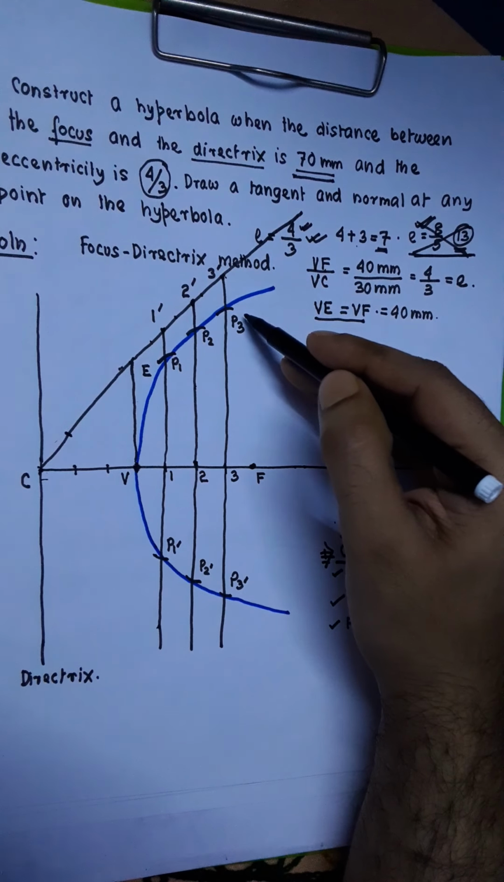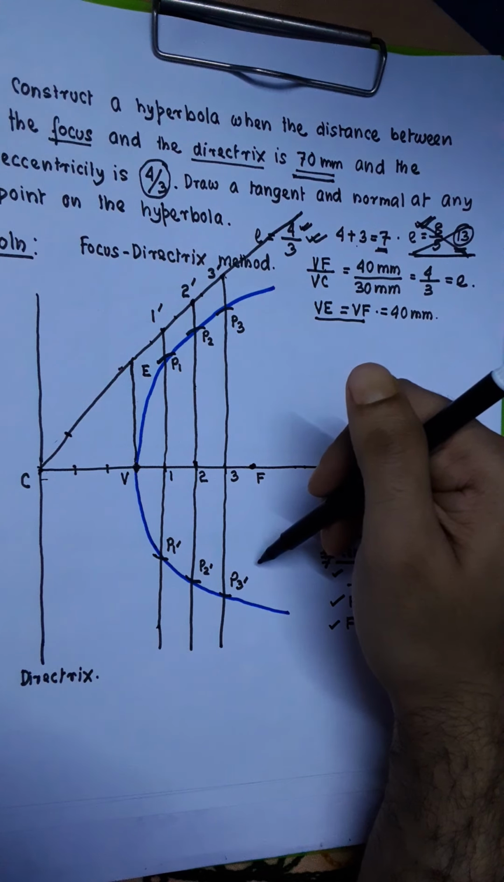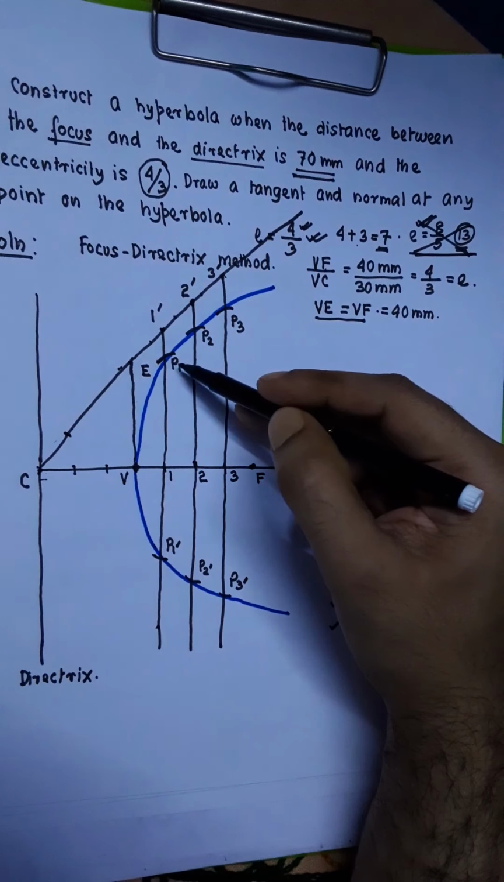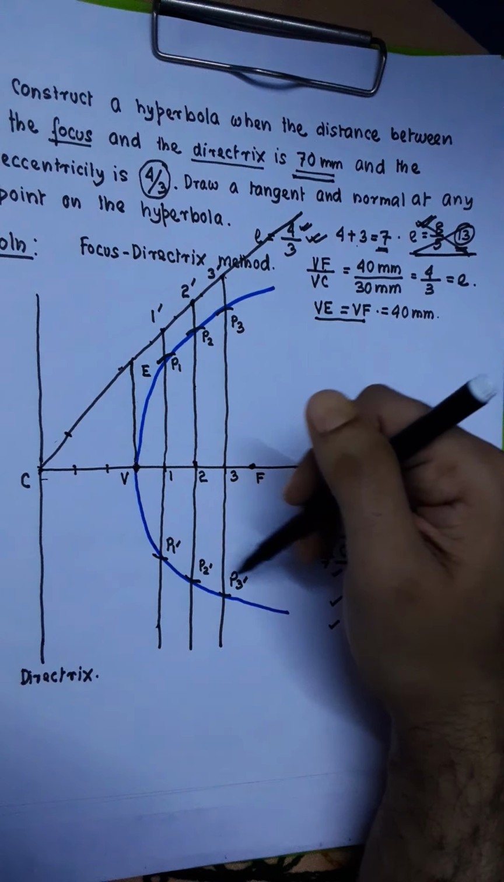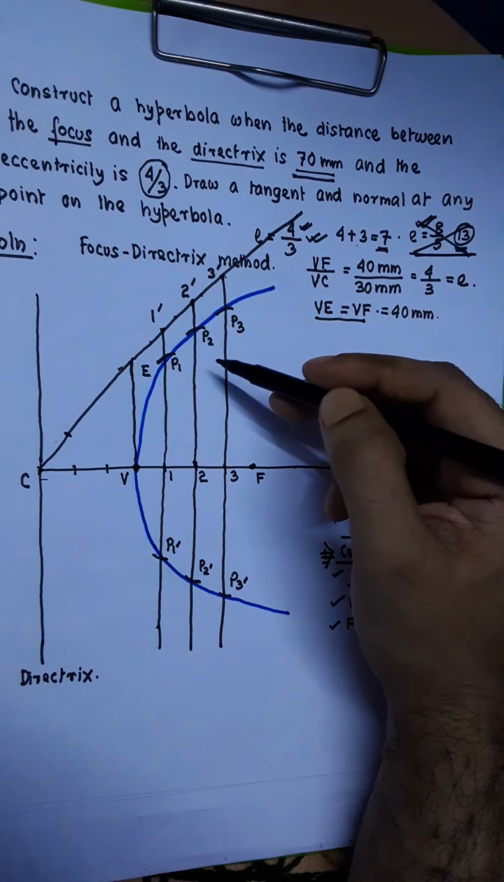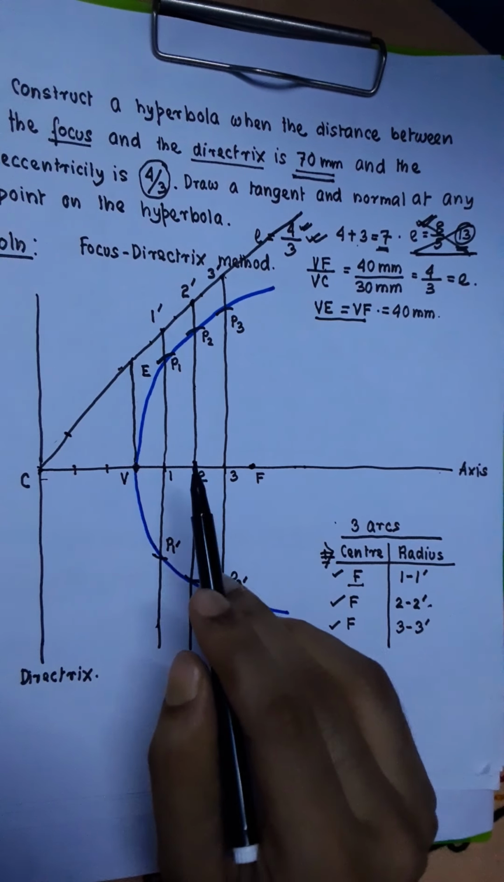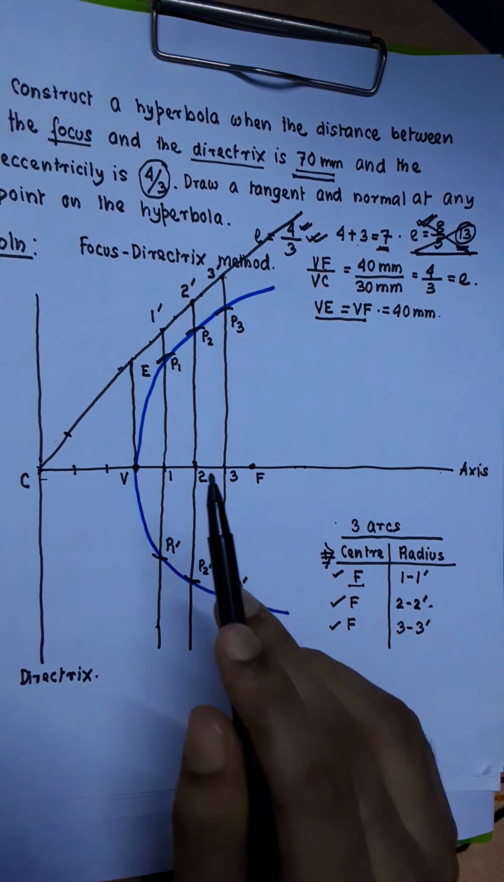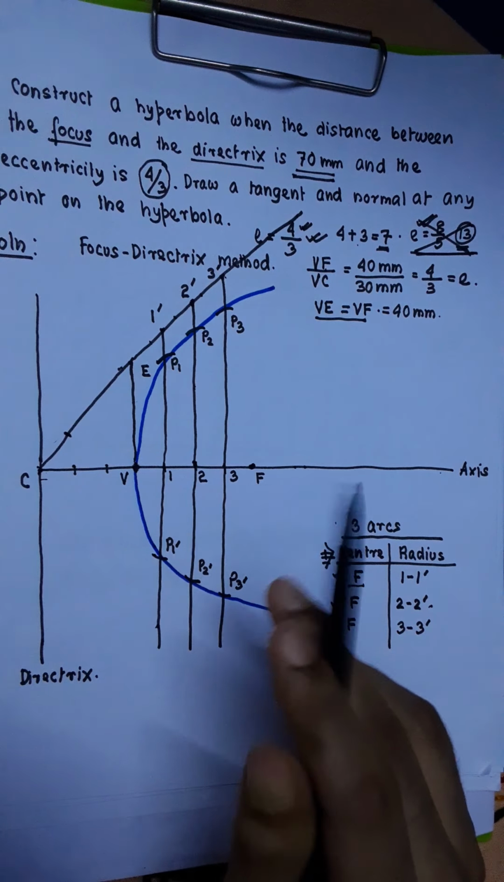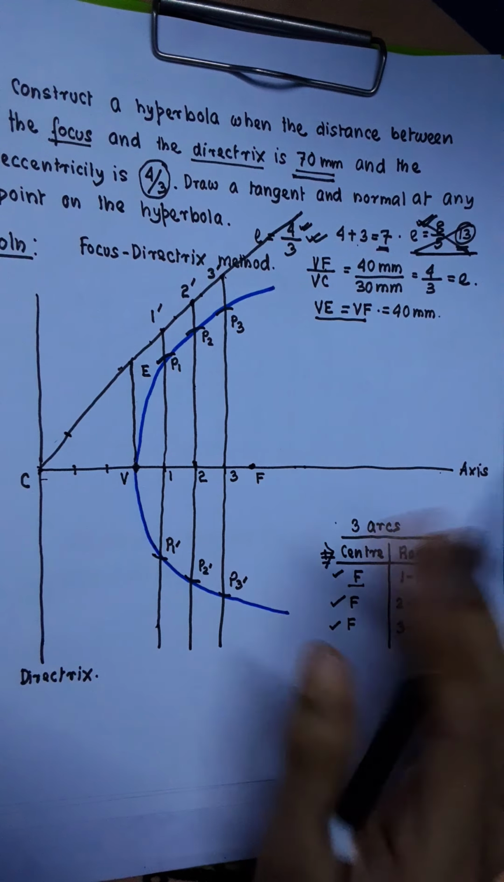These 2 points you call as P3 and P3 dash respectively. So after you locate P1, P2, P3, P1 dash, P2 dash, P3 dash, then you have 7 points on the hyperbola which you can now join with the help of a French curve to get the desired hyperbola. Which are these 7 points?